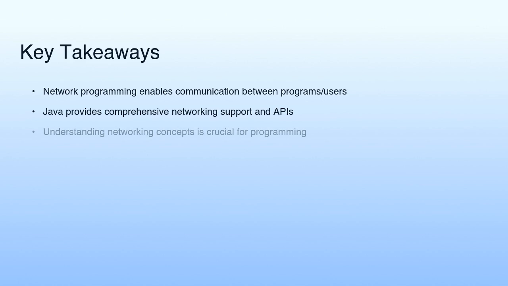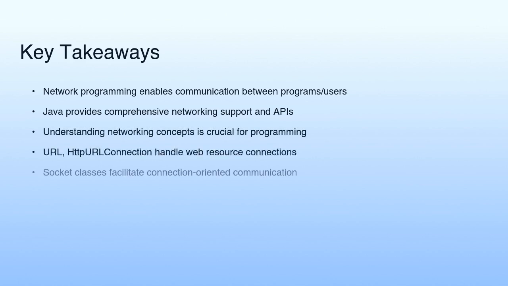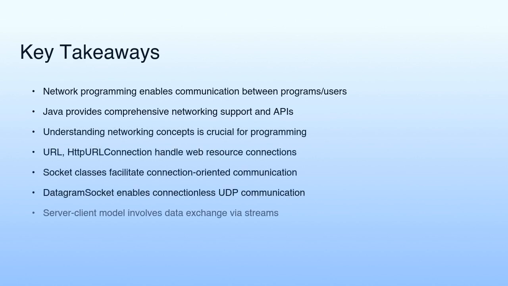In summary, network programming in Java enables communication between programs and users, supported by comprehensive APIs. Understanding networking concepts is crucial, with classes like URL, HttpURLConnection, and Socket facilitating web resource connections. Java supports connection-oriented communication and connectionless UDP communication. The server-client model involves data exchange via streams, and concurrent servers use threads to handle multiple clients simultaneously.